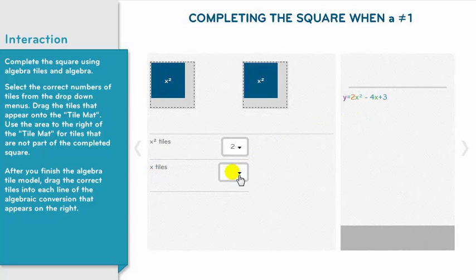We have negative 4x tiles, like so. We'll drag those also onto our workspace. And now we need to drag on our 1 tiles. We have 3 of those. We'll drag them onto the outside.